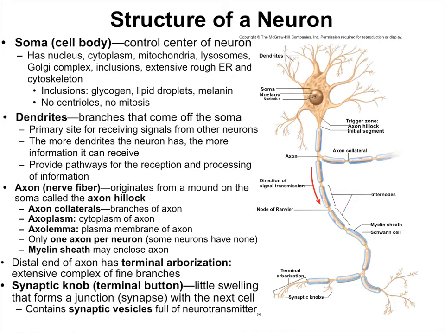Suppose that this nerve cell does decide to trigger an action potential. That action potential will then propagate down the axon, and let's take a look at some of the features of the axon. First off, the axoplasm is the cytoplasm of an axon. Axons are very small. They don't actually have a whole lot of cytoplasm. The axolemma is the membrane of an axon.